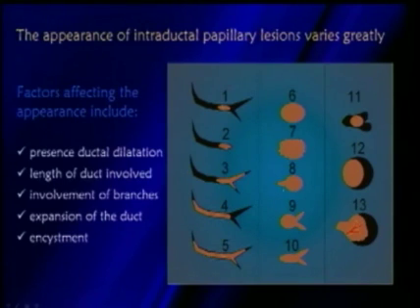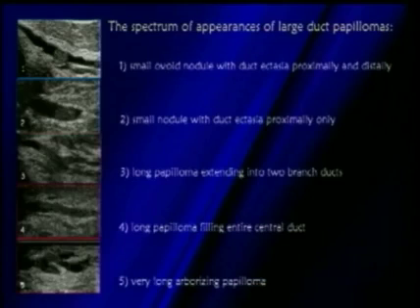And then you can have cases where it doesn't even involve any ductal ectasia, but you may see a little bit of duct extension or branch pattern coming off of these different papillomas. Many appearances that we can see sonographically of these intraductal papillary lesions. So the spectrum of appearances that we'll see with these large duct papillomas, here's just an example of a small oval nodule where we can see ductal ectasia both proximal and distal to it. Here's a small oval nodule where there's only ductal ectasia proximal to the lesion. This is a fairly long papilloma extending into two different branches of the ducts.